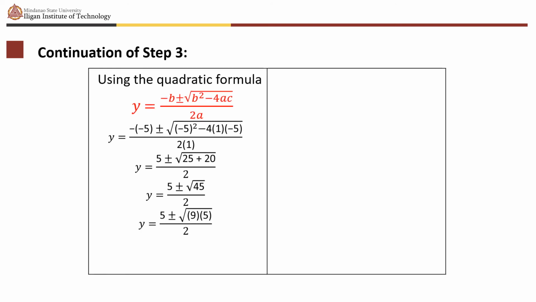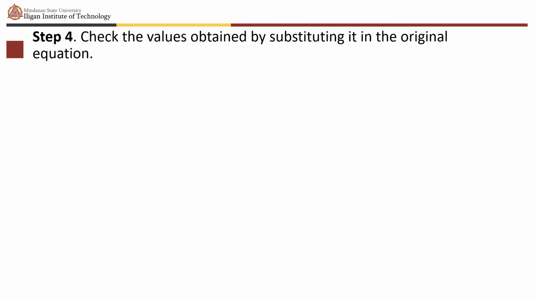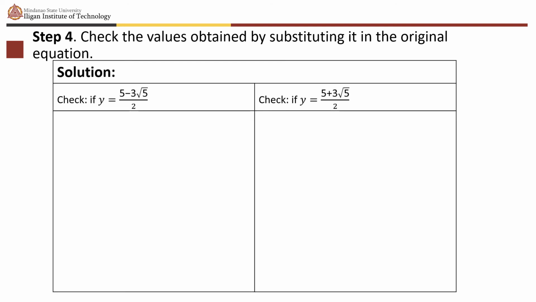For continuation of step 3, it's non-factorable, so we use the quadratic formula and come up with the following values. You can try to solve for this value. The result would give us y equals 5 plus or minus 3 square root of 5 all over 2. So the last step would be to check the values obtained by substituting them in the original equation. If y equals 5 minus 3 square root of 5 over 2, verify whether it satisfies the equation.